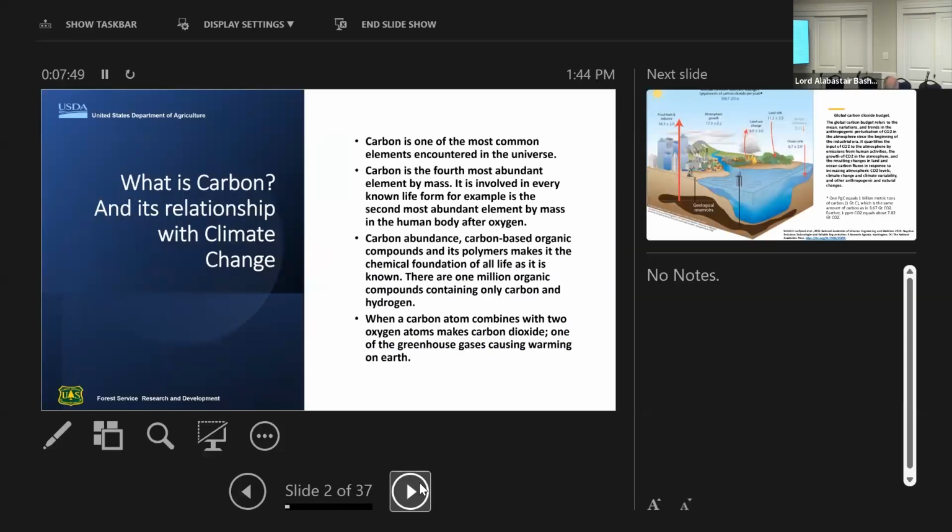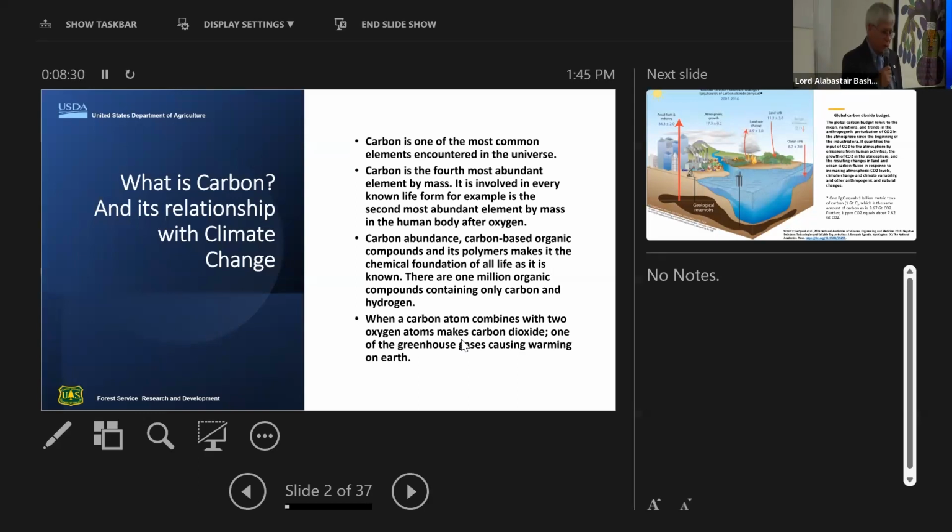Before I start, I would like to speak a little bit about the relationships between carbon, forest, and biochar. Carbon is one of the most abundant elements in the universe. By mass it is the fourth most abundant element on Earth, and also by mass the second most abundant element in our body. Carbon's abundance, the organic compounds, and its polymers make all the building blocks for life as we know it.